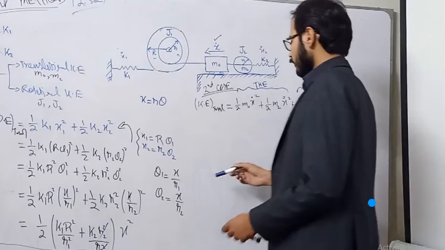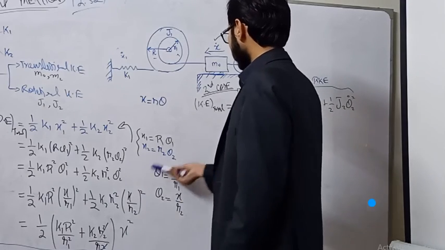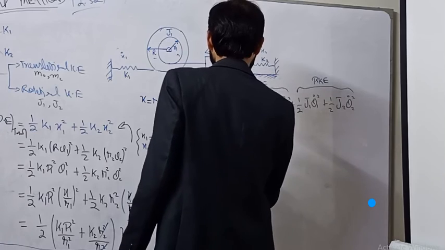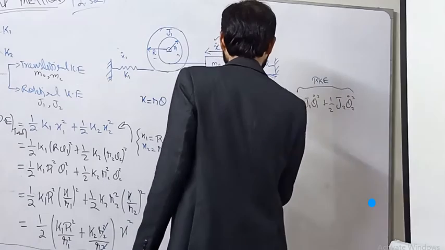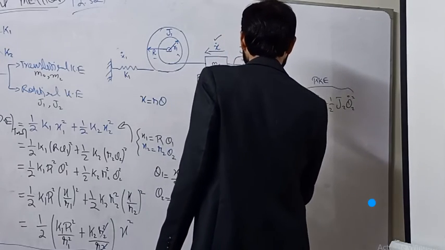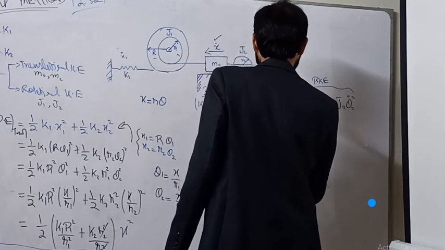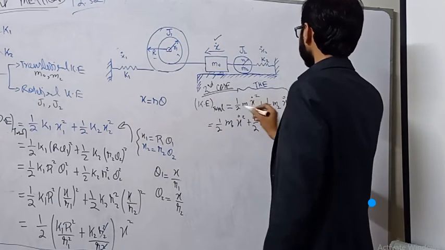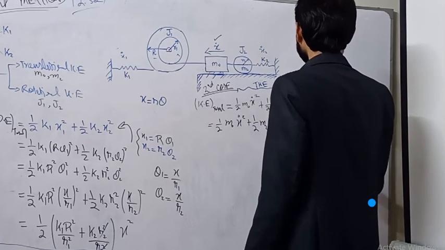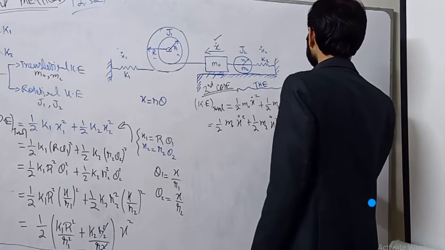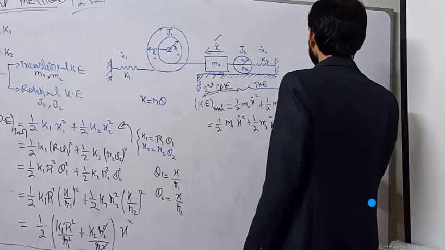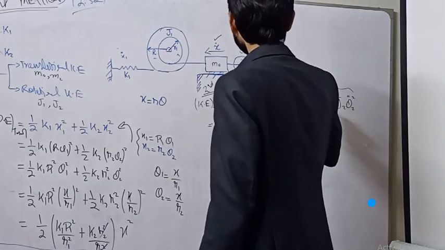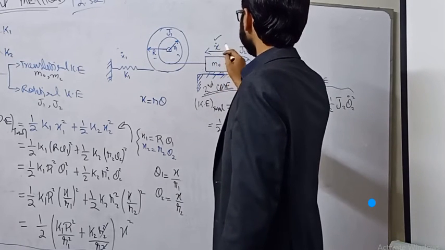So we already derived an equation here. It can be written as half m naught x naught square plus half m2 x naught square. These two terms for the translational kinetic energy will remain the same, and we have to change these other terms. For example, half J1 theta 1 naught. How can we find theta 1 naught?